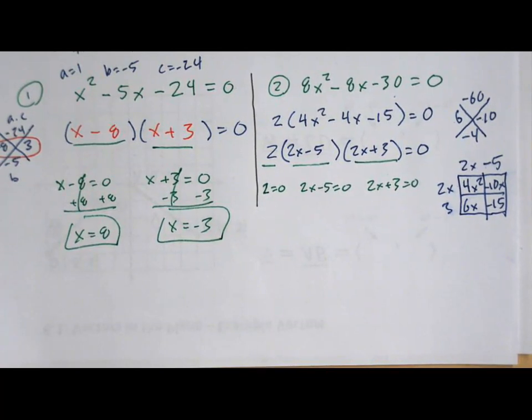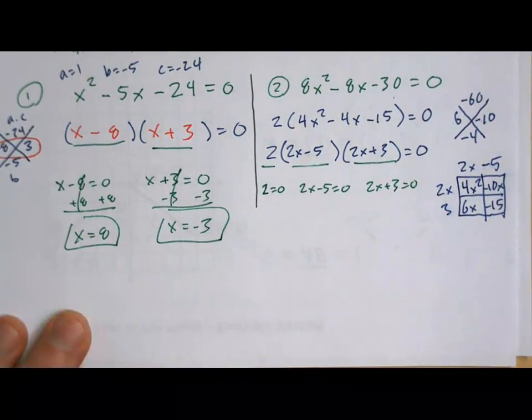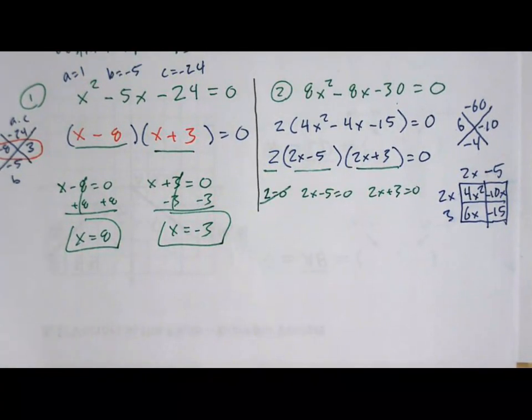Just use your algebra steps to get x by itself. Now, one of those equations doesn't even have an x in it. It's not even a true statement, so we'll just throw it out and ignore it. The other two equations can be solved, so use your algebra steps to solve them.